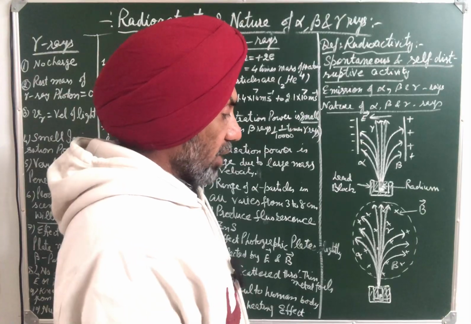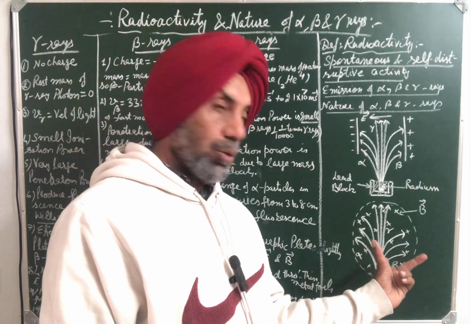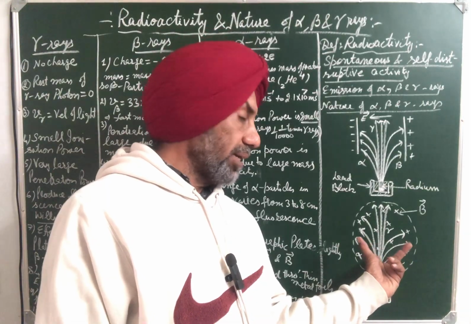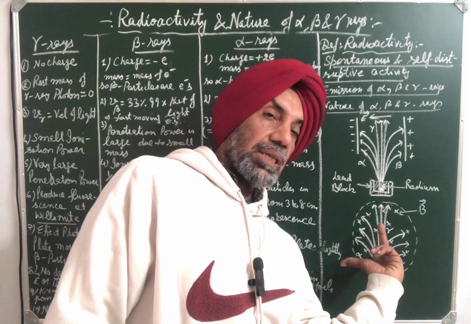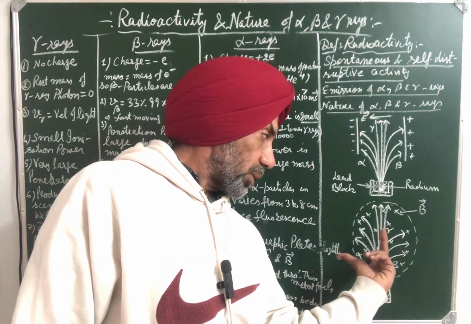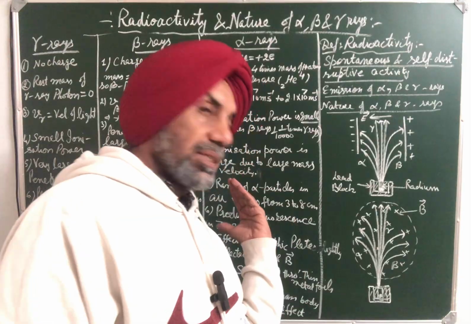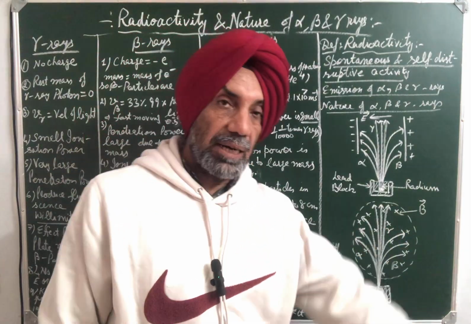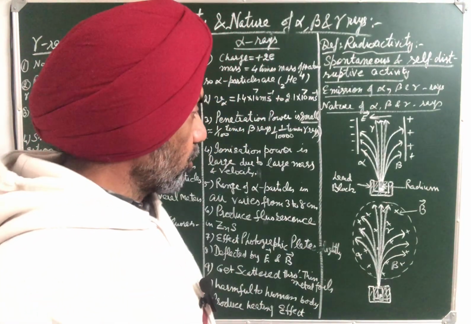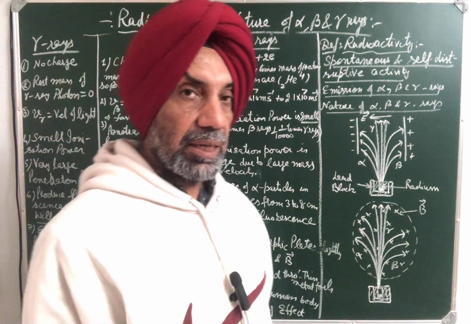This direction can be found by using Fleming's left hand rule. The first finger is in the direction of magnetic field, the central finger is the direction of motion, and for positive charge, the thumb gives the direction of deflection. So a positively charged particle gets deflected towards left. Similarly, a negatively charged particle gets deflected towards right. So we can find the direction of force by using Fleming's left hand rule.